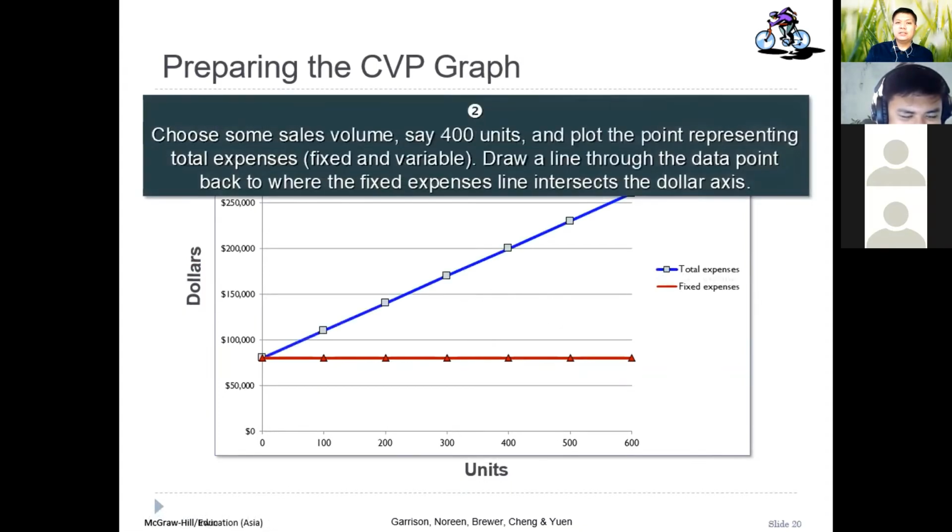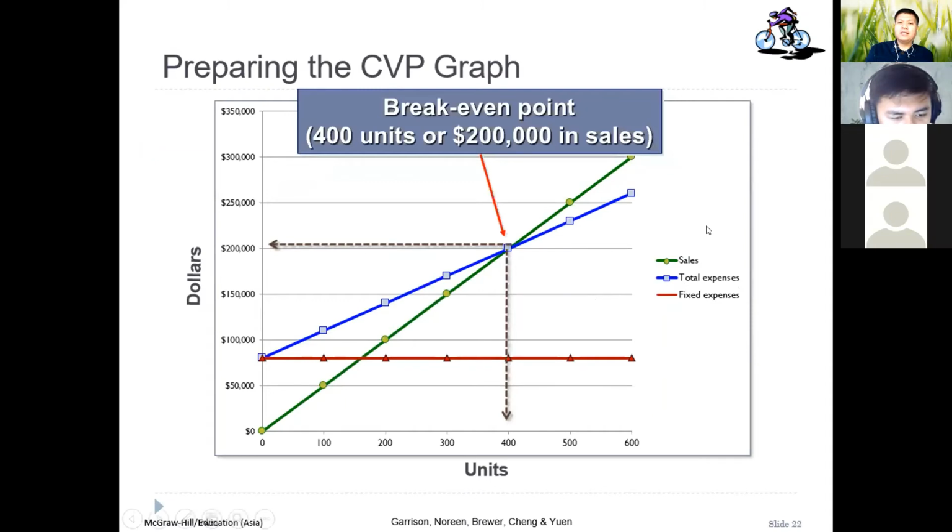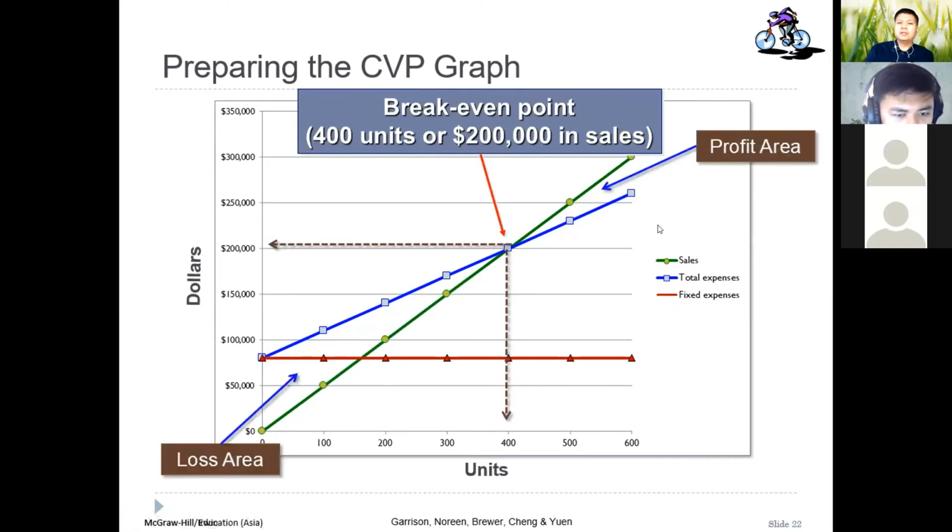All right? Choose some sales volume, say 400 units, and plot the point representing total expenses. Draw a line through the data point back to where the expenses line intersects the dollar axis. There, so this is now the total expenses. Let's complete it. The green line would be your sales. And then that is the break-even point. This is the 400 units or 200,000 in sales. Okay, this is the 400. Here is the profit area. Here is the loss area.